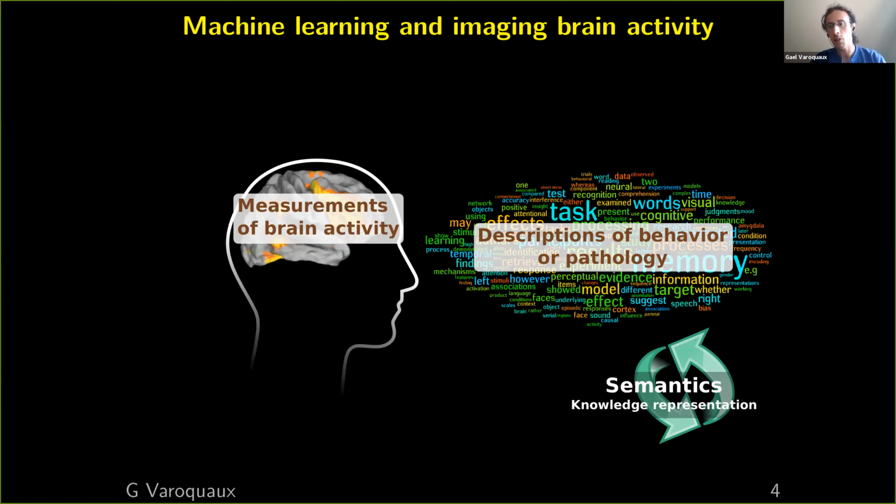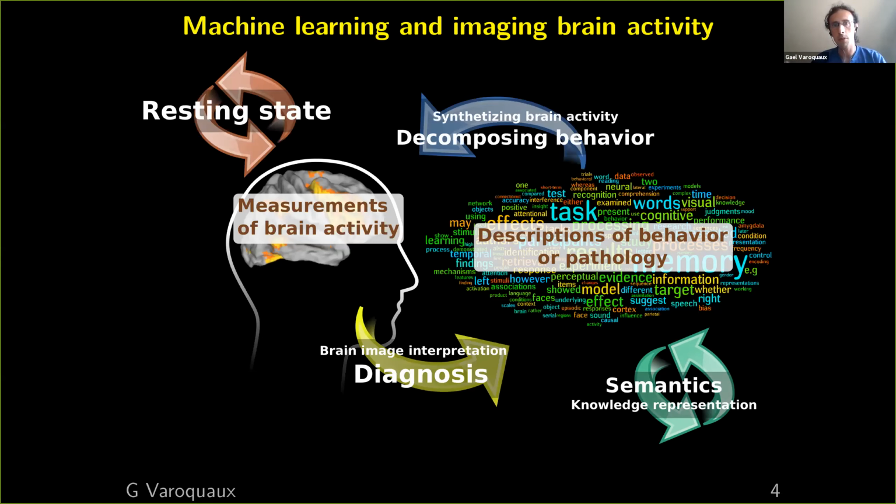So all these things are problems that I can tackle with machine learning: supervised machine learning when we're predicting brain activity or predicting behavior, and unsupervised, semi-supervised, or self-supervised machine learning when we're just looking at brain activity or just looking at behavior.